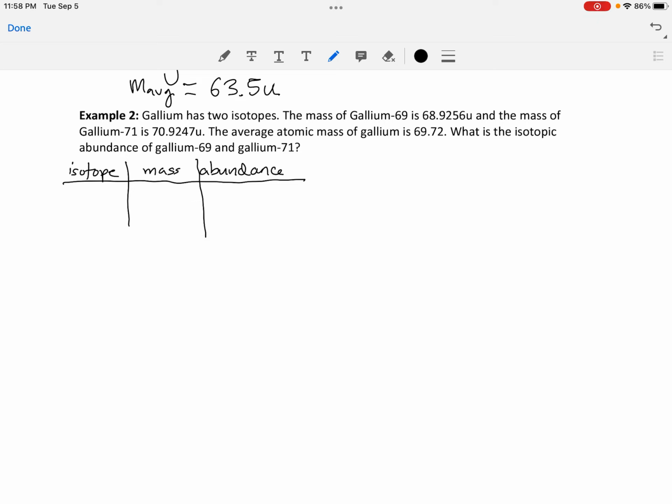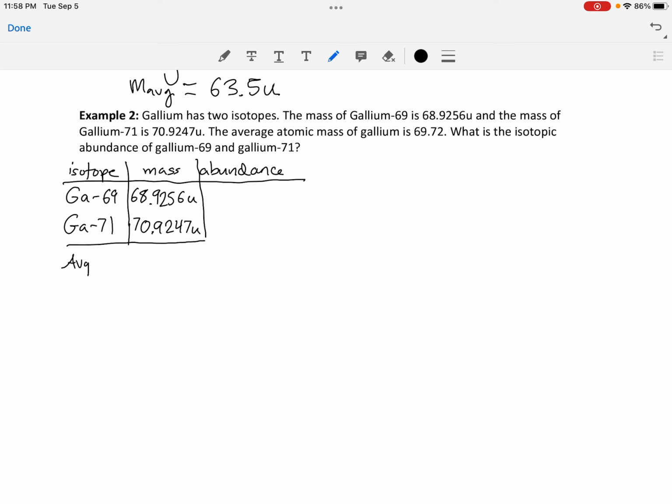So first, the isotope is gallium-69. Its mass is 68.9256 atomic mass units. And then we've got gallium-71, and it has a mass of 70.9247 atomic mass units. And then we have the average, right? Like what this all adds up to.